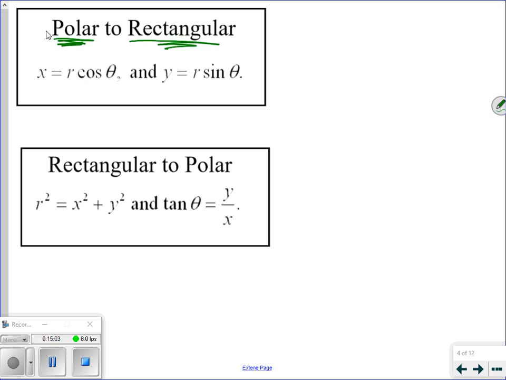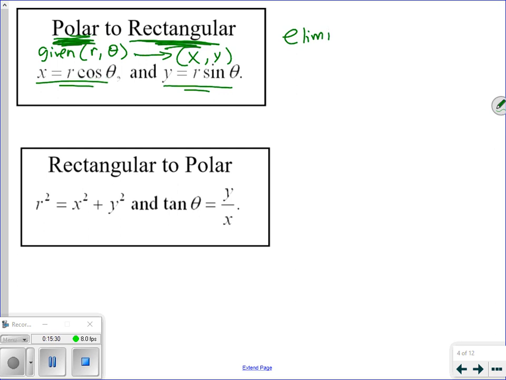Okay? So if I want to go from polar to rectangular, that means that I'm given some form r comma theta, then I can use this logic right here that x equals r cosine theta and y equals r sine theta to change it to a rectangular form. The whole goal is to eliminate r and theta. So I want you to add this to your list of formulas, knowledge, whatever you have.